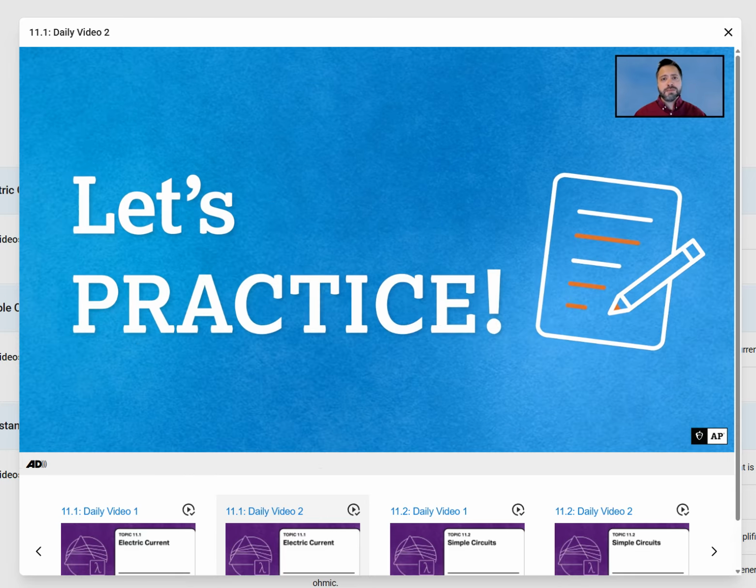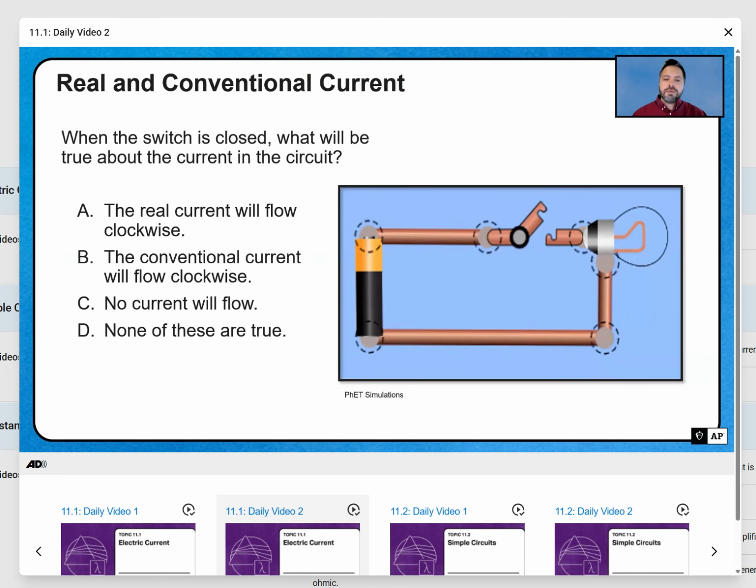Okay, let's practice making some claims. So in this scenario, the battery is pointed up, so the positive side is up, the negative side is down, and I'm asking when the switch is closed, what will be true about the current in the circuit? A, the real current will flow clockwise. B, the conventional current will flow clockwise. C, no current will flow, or none of these are true. So if you need to pause and think about it, go ahead and take the time, and I'll reveal the answer in 3, 2, 1.